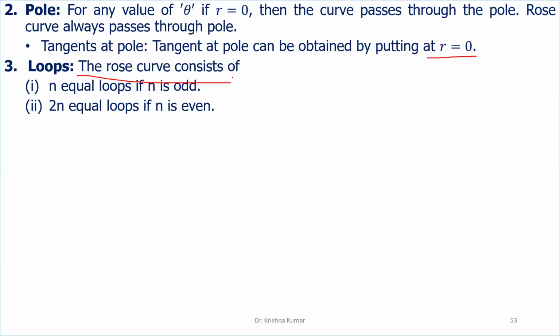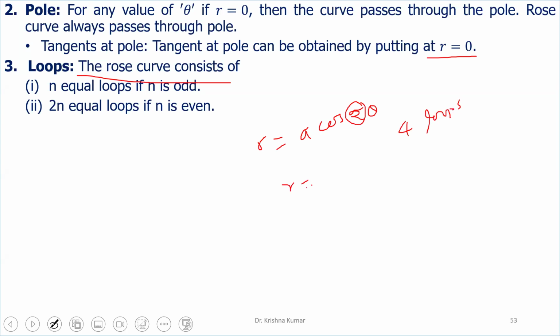This is very important. What does it mean? For example, suppose we have given r equal to a cos 2 theta. Since the value of n is even, we get four loops. Suppose r equal to a sin 3 theta. Here the value of n is 3, so we get the same number of loops. So it is 3 loops.